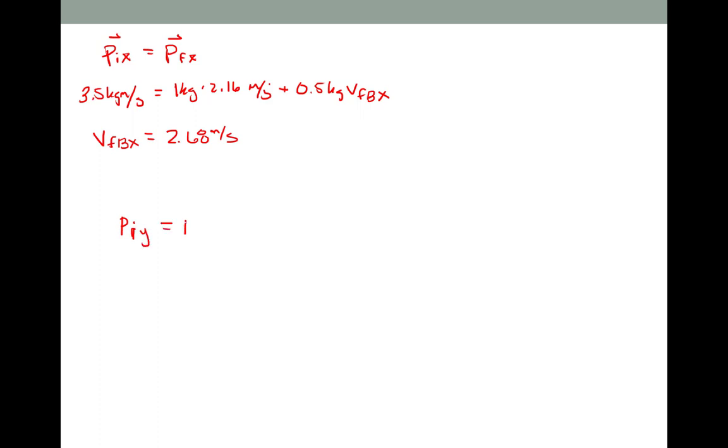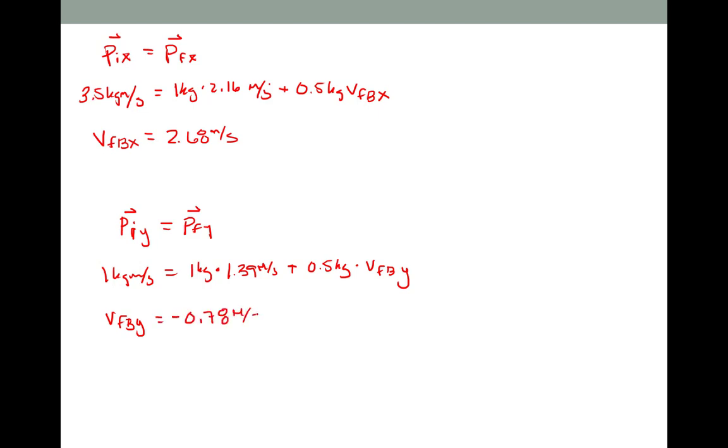In y, I can again let initial equal final. So I have 1 kilogram meter per second equals 1 kilogram times 1.39 meters per second plus a half a kilogram times v final dy. And I can solve for v final dy equaling negative 0.78 meters per second.